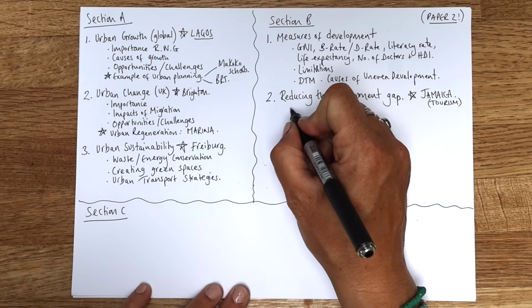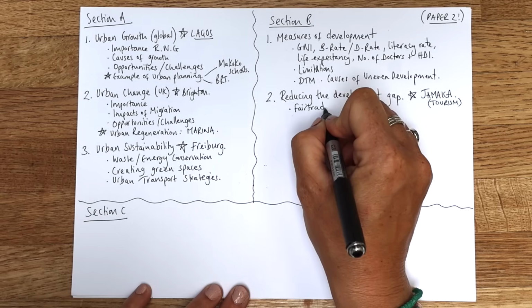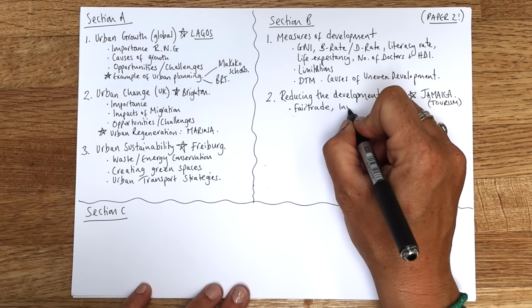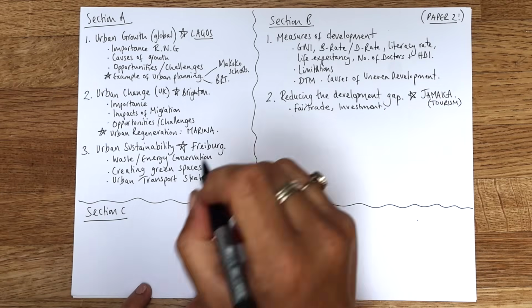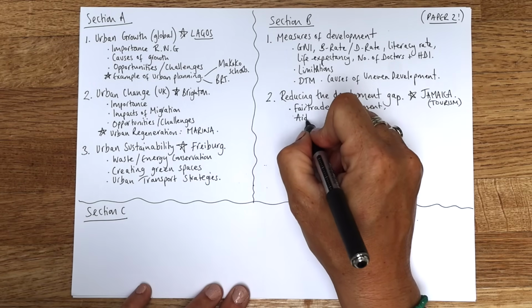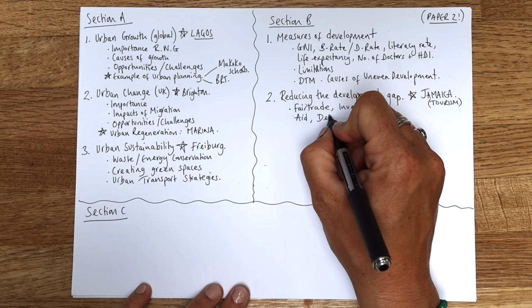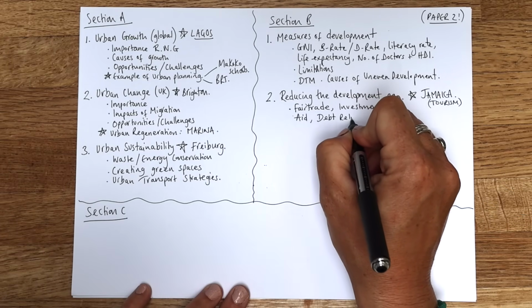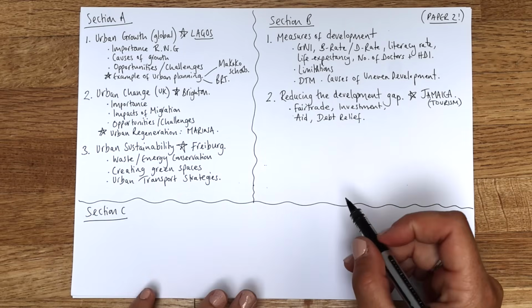You also need to know other methods, so you need to know about fair trade, what it is, how it works. Investment, so things like microfinance loans, aid, how giving aid to other countries, types of aid, that kind of thing, and debt relief. I have made other infographics on those ones as well.